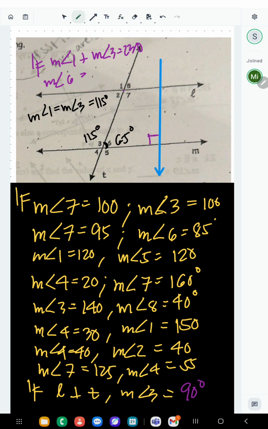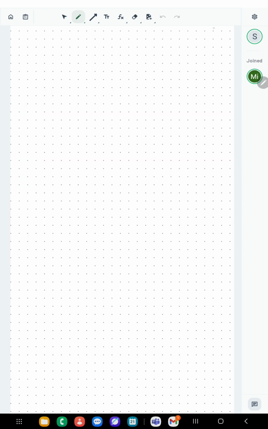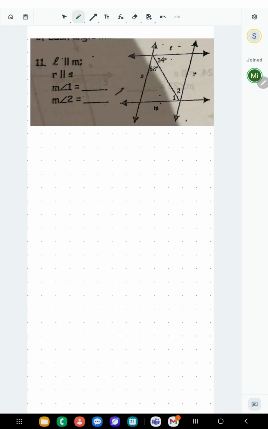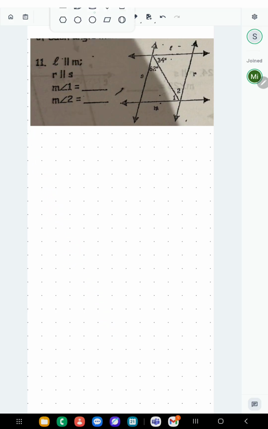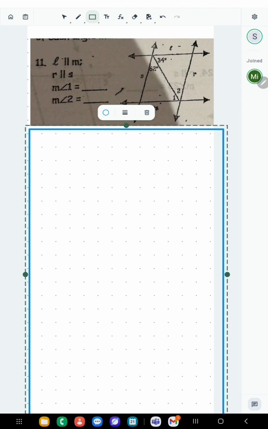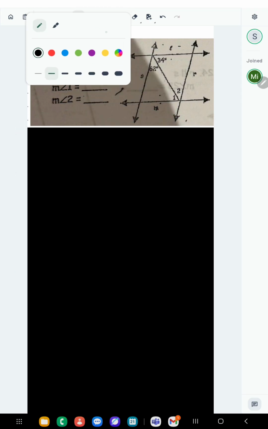Okay, let's try another one from number 11 maybe. Yeah, let me crop it. Now can you please clear the board so we can solve another problem? Okay. Okay, now can you see? Okay. Alright.